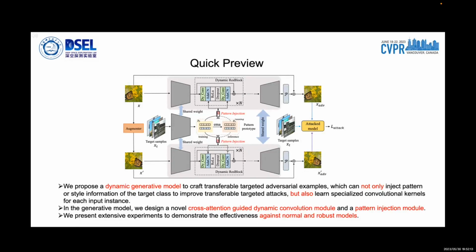In the generative model, we design a novel cross-attention guided dynamic convolution module and a pattern injection module. To support this method, we provide a comprehensive theoretical analysis on the model inference, and we state that injecting the specific pattern or style of the target class can improve the transferability of targeted adversarial examples, and we present extensive experiments to demonstrate the effectiveness of our method.